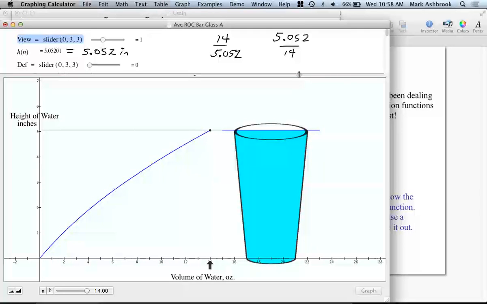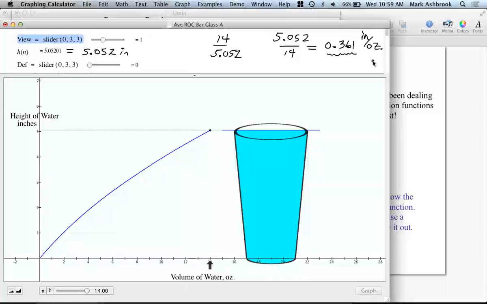Which is the average rate of change of height with respect to volume? Second one. You want to change? Yeah. You can change, okay? Do we get a number? What is it? 0.36. Inches per ounce. Okay, now, so this is the average rate of change. Who can interpret that number?